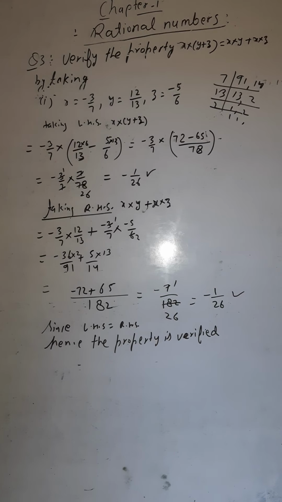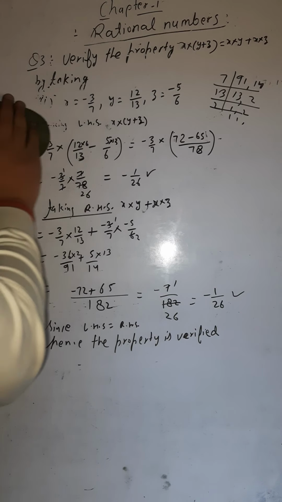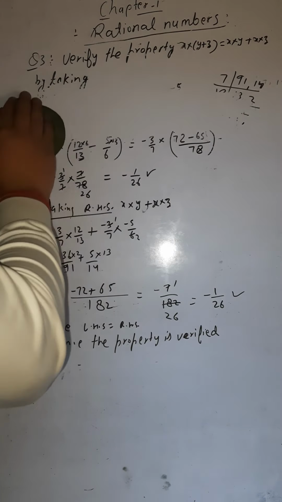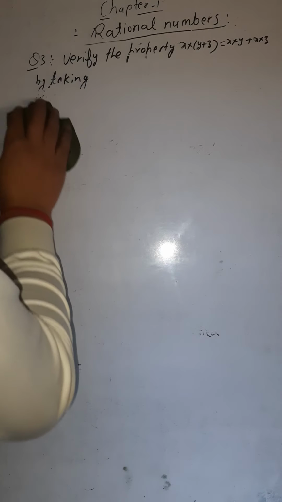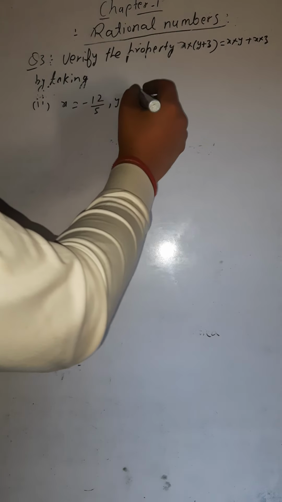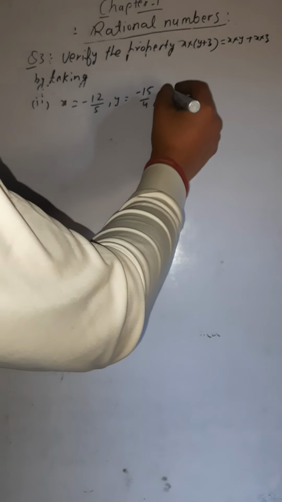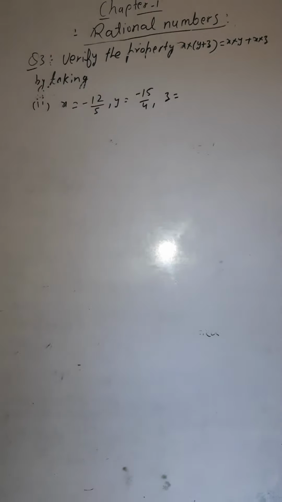Now let's move ahead. Okay, the first question you have done. Some more questions I am giving you for home, which you have to do on your own. Let me write those questions here. So now write down question number 2 here, where you have to verify this property. X is minus 12 by 5, y is minus 15 by 4, and z is 8 by 3.